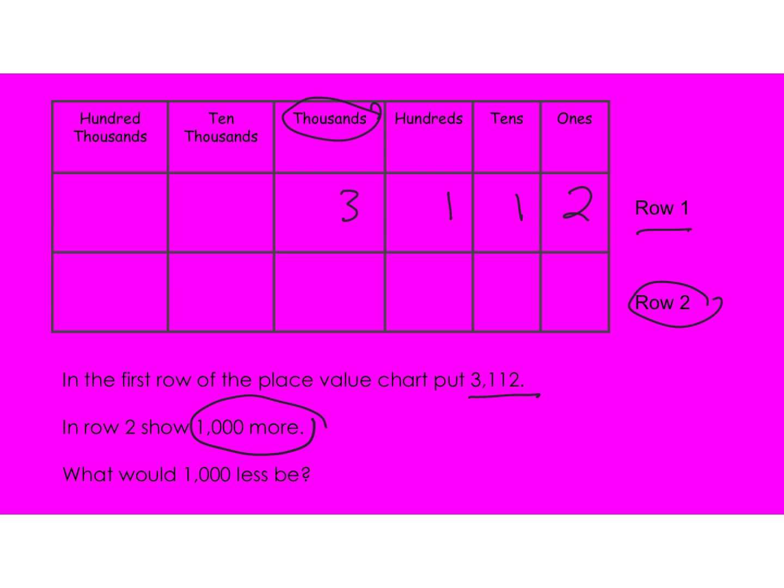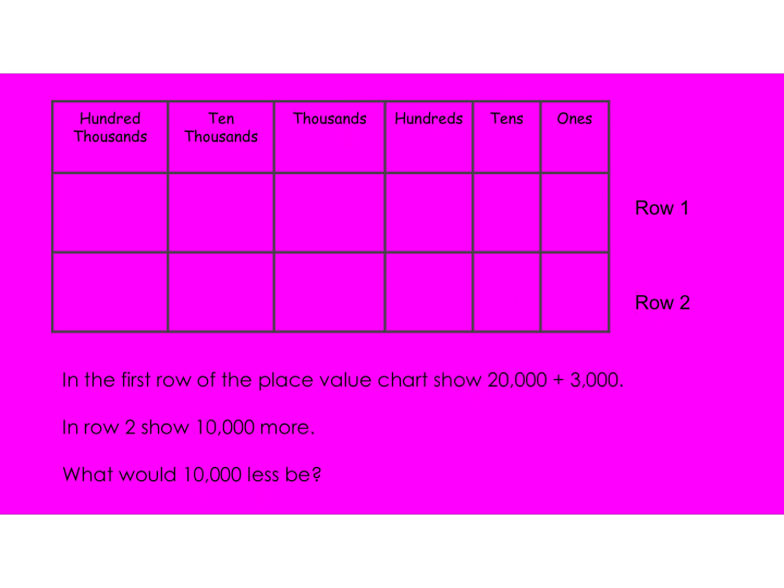Okay, so let's erase that, and let's see what 1,000 less would be. So 1,000 less would be 2, and we change the 3 to a 2. It's 1,000 less, but all the rest of my digits are the same.